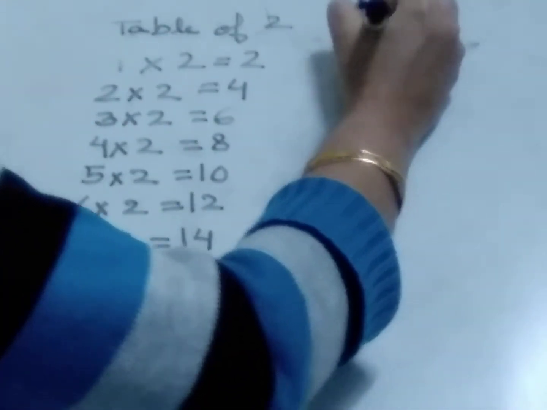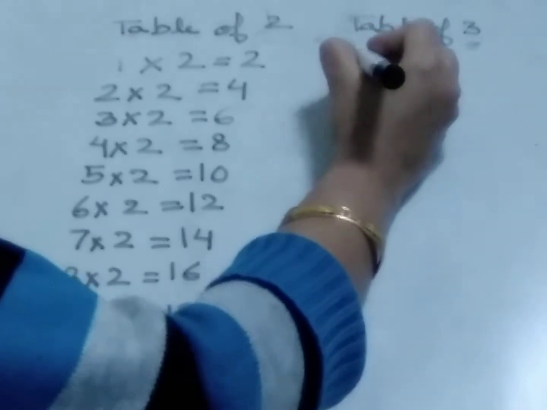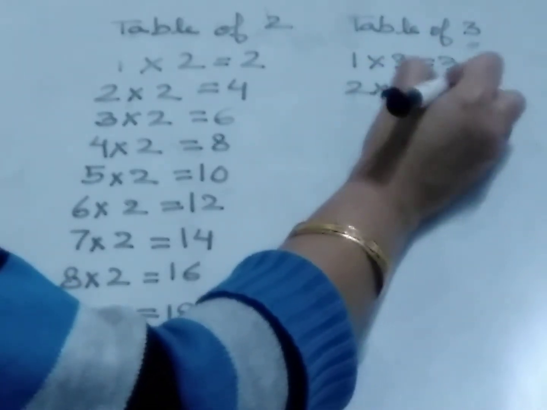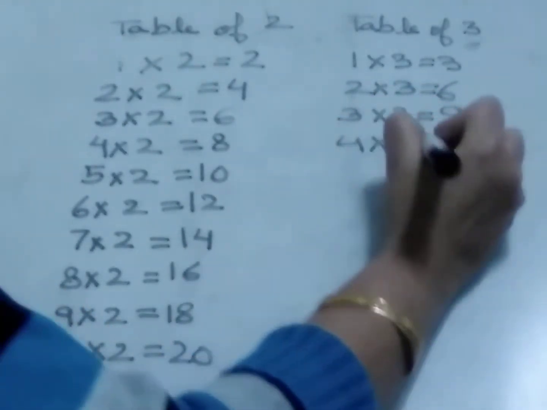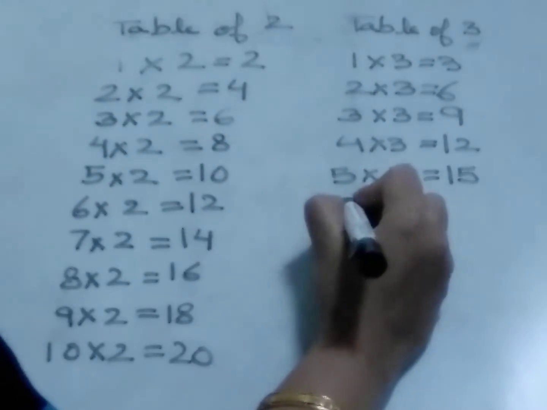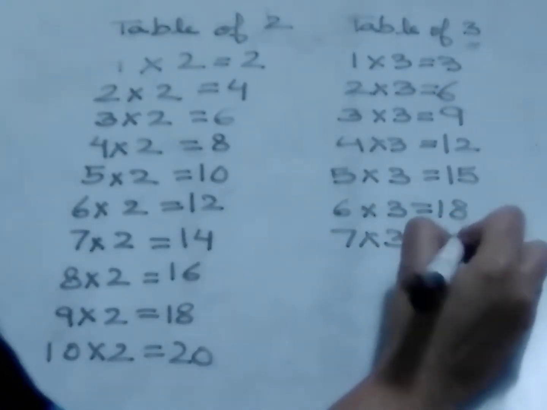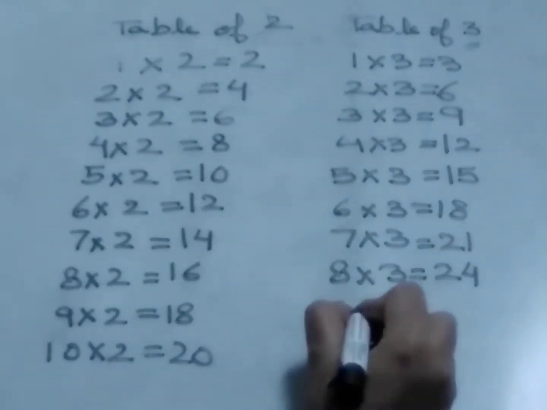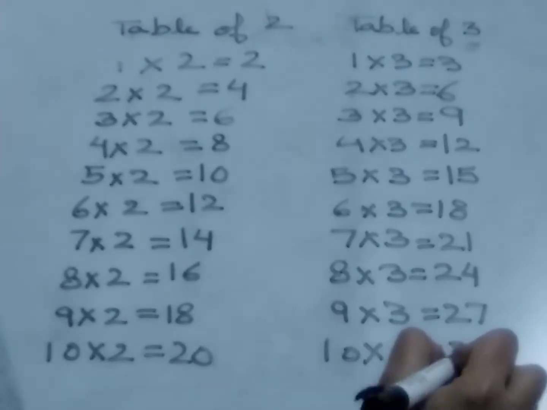Here we are going to write the table of 3. 1 3s are 3. 2 3s are 6, 3 3s are 9, 4 3s are 12, 5 3s are 15, 6 3s are 18, 7 3s are 21, 8 3s are 24, 9 3s are 27, and 10 3s are 30.